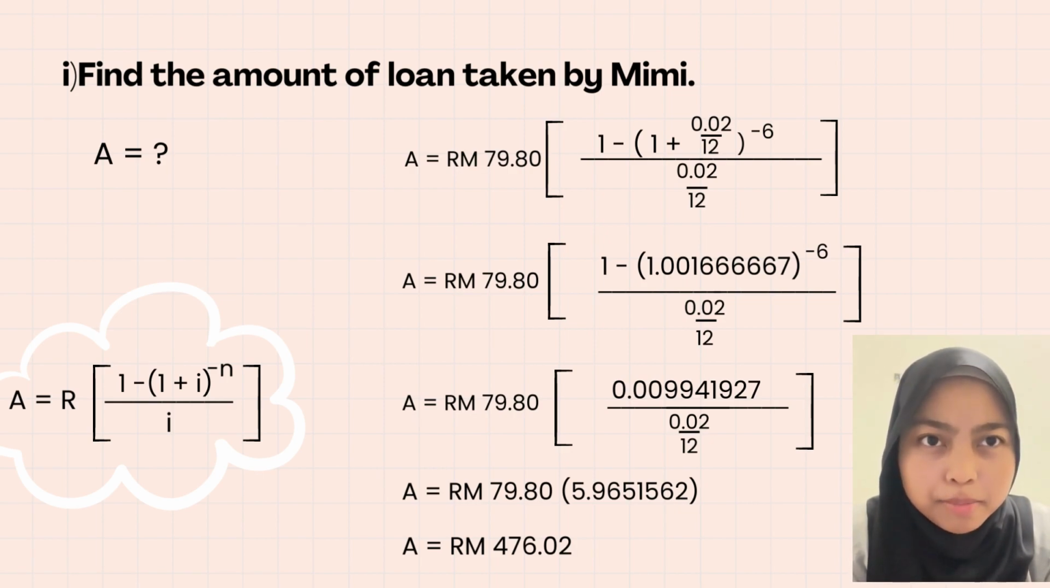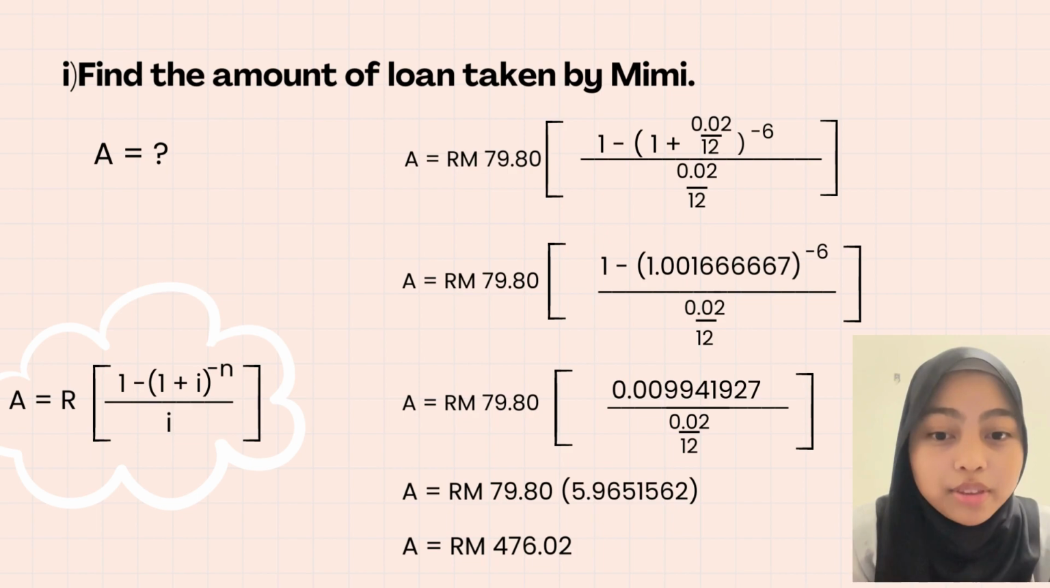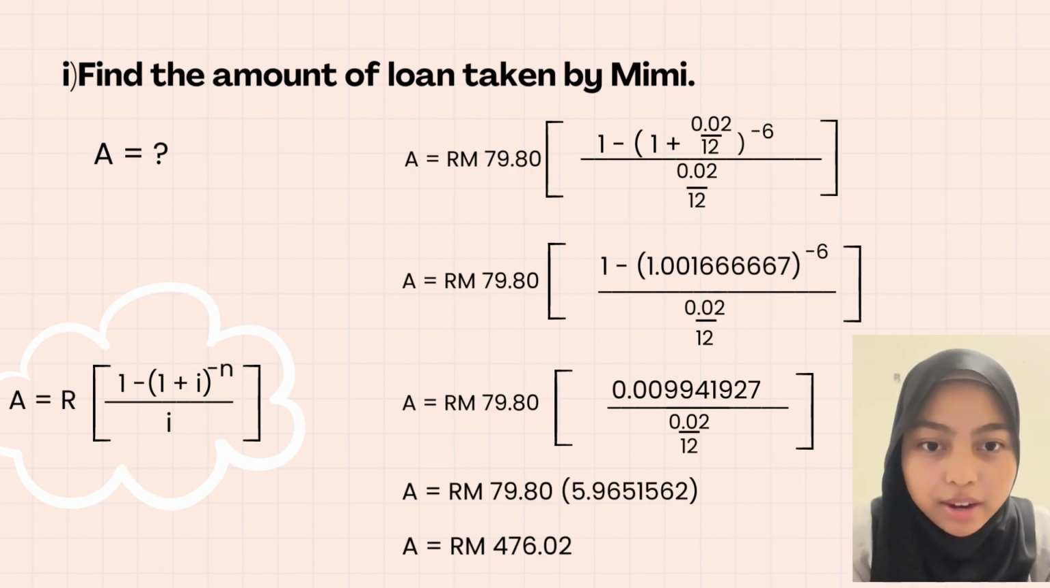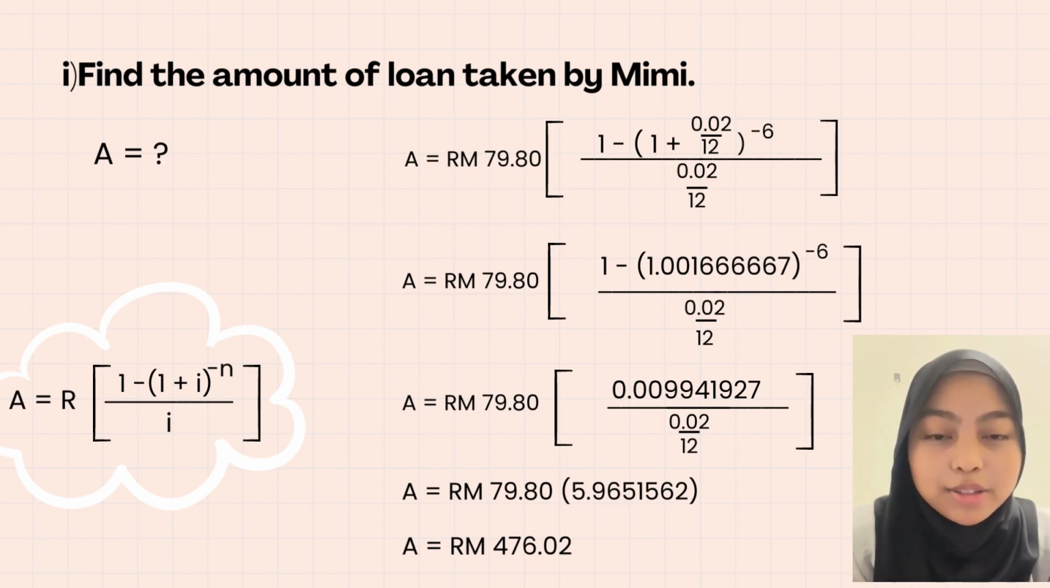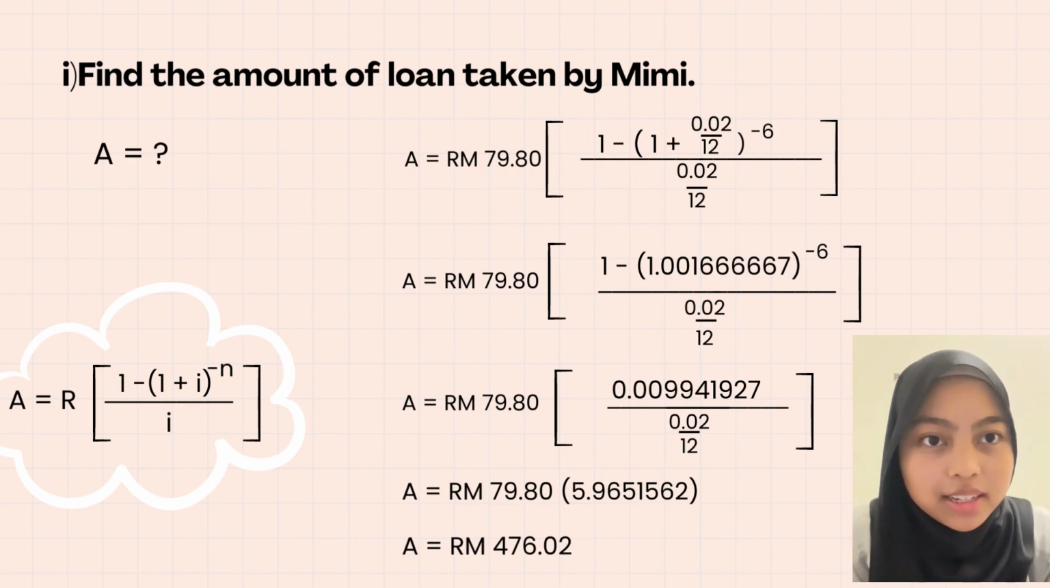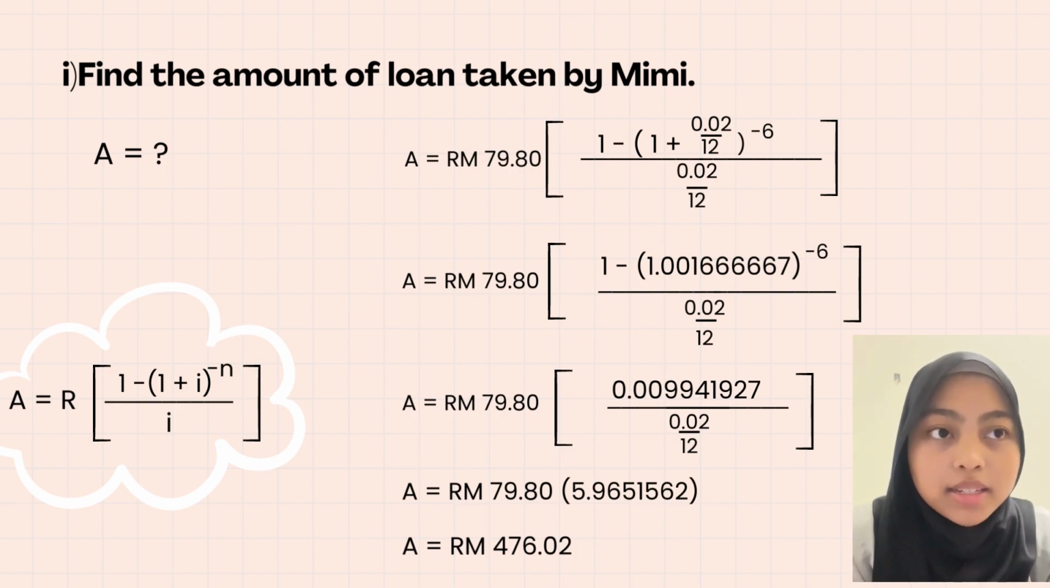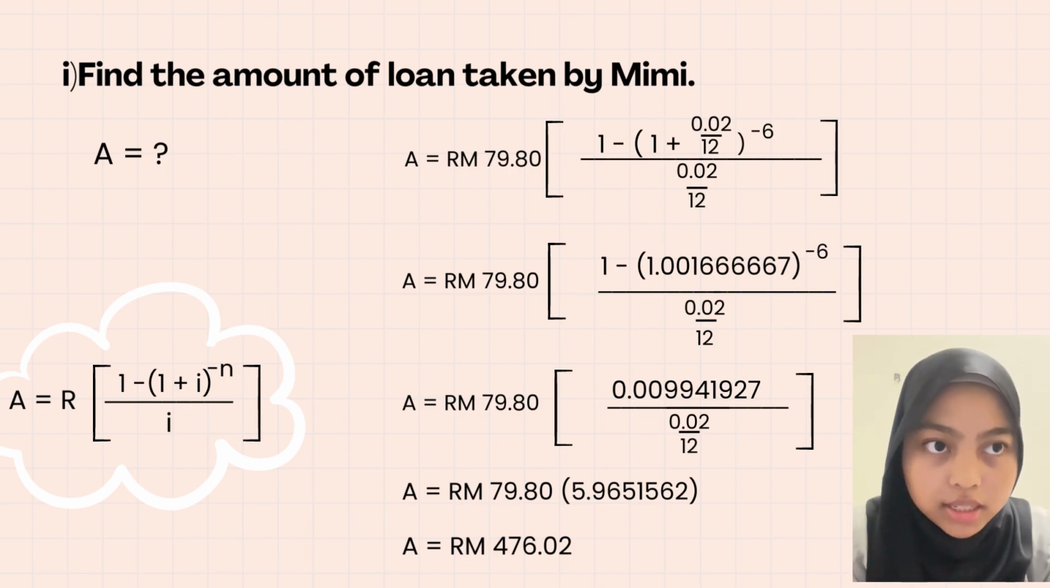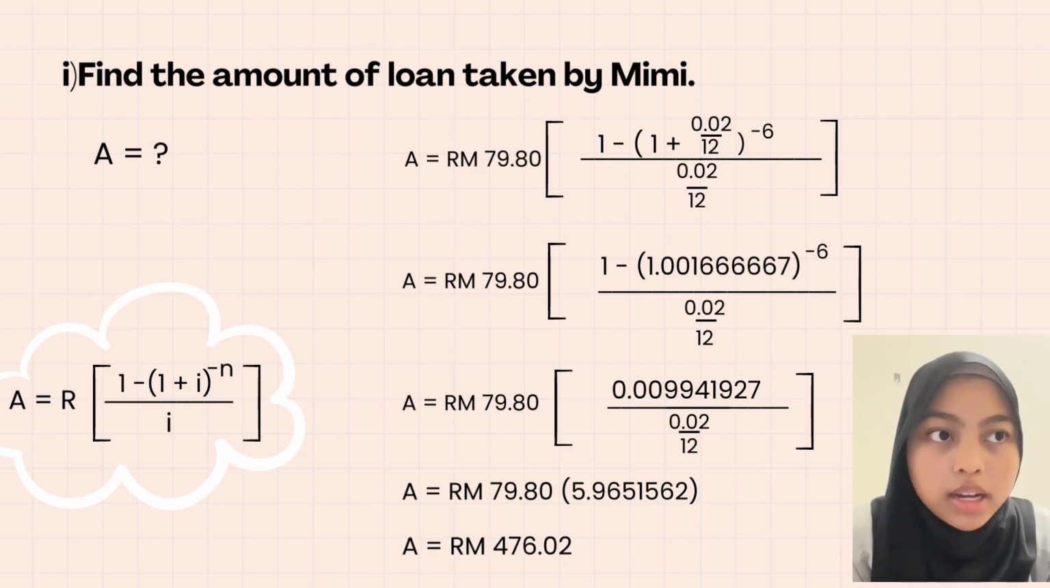A is RMX. Based on this question, we need to use the formula of loan. As you can see, I already put the formula. A equals R in bracket, 1 minus open bracket 1 plus I close bracket to the power of negative n, divided by I, close bracket. So we can simply put all the information that has been given into the formula. The calculation is A equals 79 ringgit 80 cents, which is R, in bracket 1 minus open bracket 1 plus 0.02 over 12 close bracket to the power of negative 6, divided by 0.02 over 12, and close the bracket.